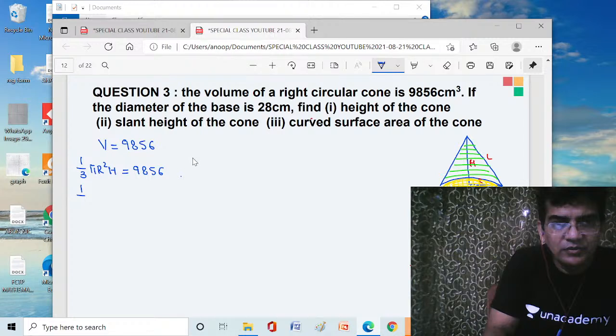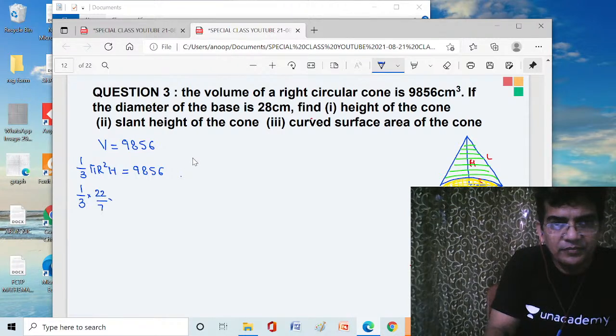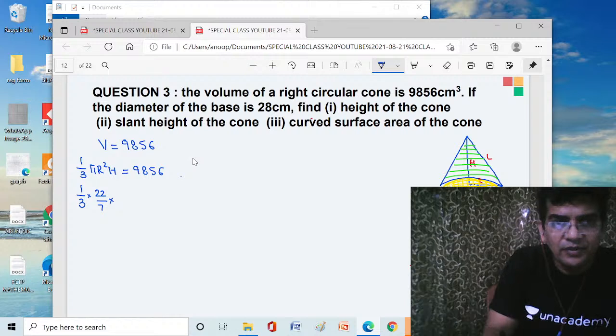In place of pi, 22 by 7. Radius: see here, diameter is given as 28. So half of diameter will be radius, so 14, into h, that is the height we have to find, equals 9856. Right. So here you can see this 7 will reduce this 14, and now you cross multiply to get height.